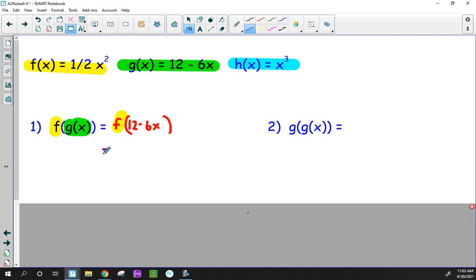We go to the yellow function highlighted. The rule is 1/2 something squared. I write down 1/2. I leave room for my something, and then I square it. And that something is right above. I drop 12 minus 6x.